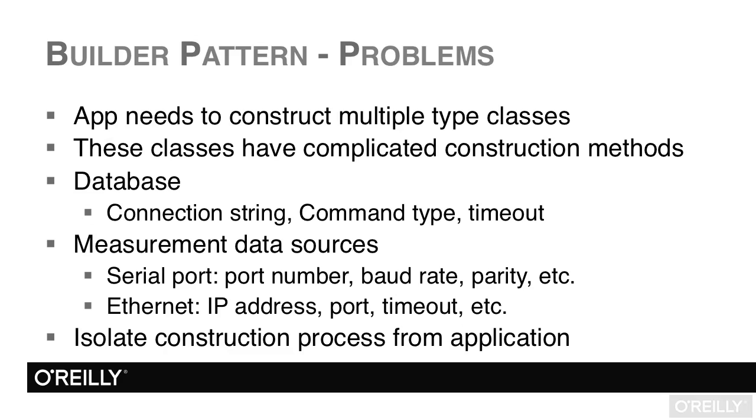For measurement data sources, we might have a serial port. And if you've ever set up a serial port, it has a number of different properties: port number, baud rate, parity, all that kind of thing that we have to handle to set up the serial port. We might also have an Ethernet connection, and it has an IP address and a port and a timeout and other things that we need in order to set up our data source.